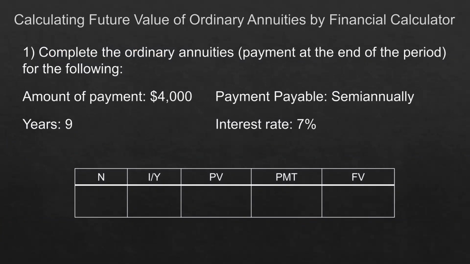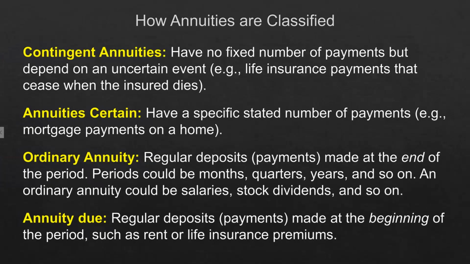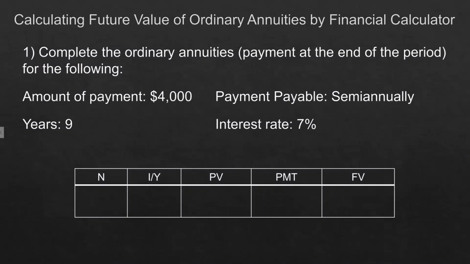Now, calculating future value of ordinary annuities by financial calculator. Remember, ordinary annuities are regular deposits made at the end of the period. The payments are at the end of the period, the payment amount is $4,000, it's semi-annual, for 9 years, and the interest rate is 7%. We're going to fill out our chart, and then using our financial calculator, find the future value.